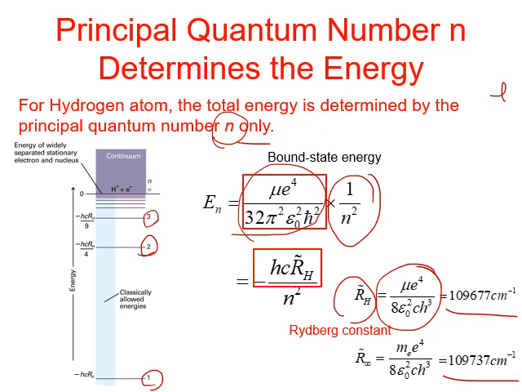Now, because under a certain quantum number n, you may have different L and M, that means different wave functions may have the same energy. Then you will have degenerate energy levels, which we are going to talk about later.